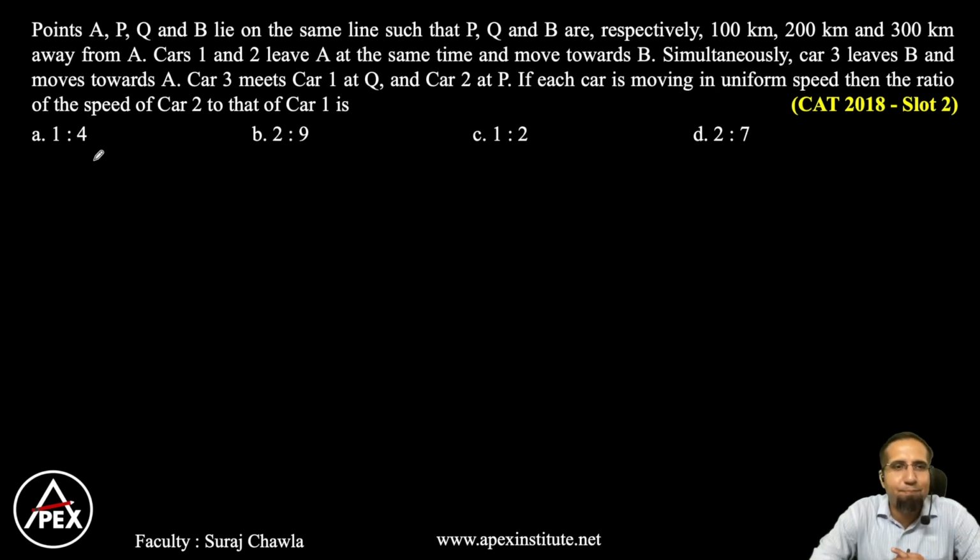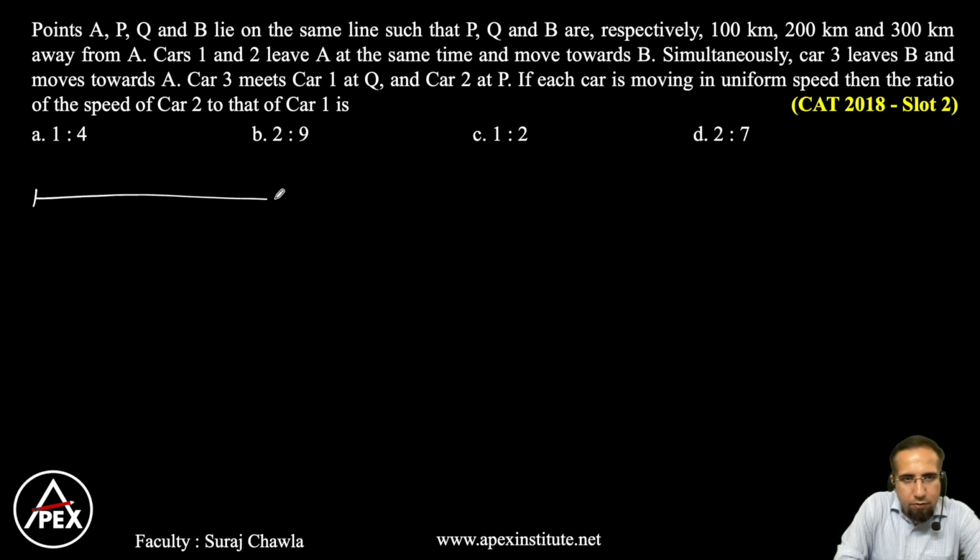Now, points A, P, Q, B lie on the same line. So we have A, we have P, we have Q, and we have B. All of them lie on the same line. Respectively, P is 100 kilometers away from A. Q is 200 from A, that means PQ is also 100. And B is 300 from A, that means QB is also 100.